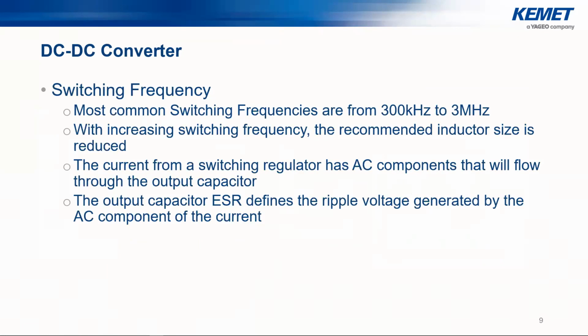Now when we look at the switching frequency of my DC-DC converter, the most common switching frequencies are somewhere around 300 kilohertz to 3 megahertz. With increasing switching frequency, the recommended inductor size is reduced. This is ideal for reducing space on the board. The current from a switching regulator has AC components, and that will flow through the output capacitor. Therefore, the output capacitor ESR defines the ripple voltage generated by the AC component of the current.